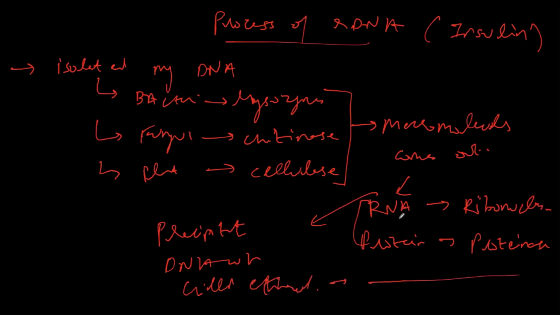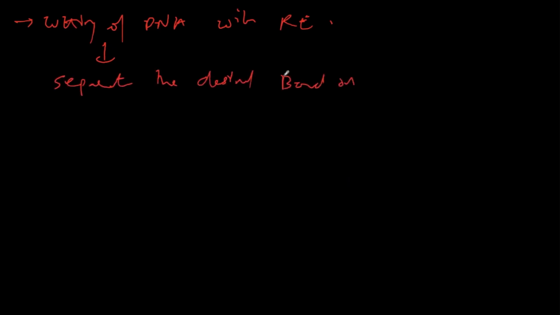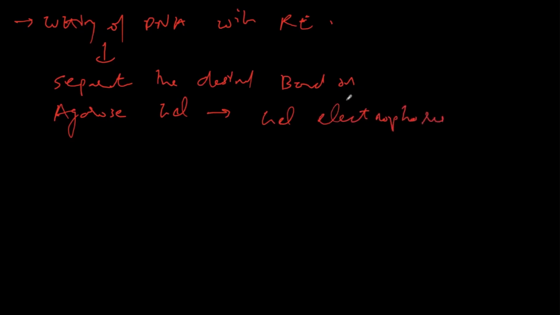Now we know that the DNA is very big, and in this big DNA, the gene of interest will be very small. For that, we basically use molecular scissors, restriction enzymes, and cut our DNA. After cutting the DNA with restriction enzymes, we will separate the desired band on an agarose gel. The technique is called gel electrophoresis. So we are using an electric field and the gel in order to separate the DNA.